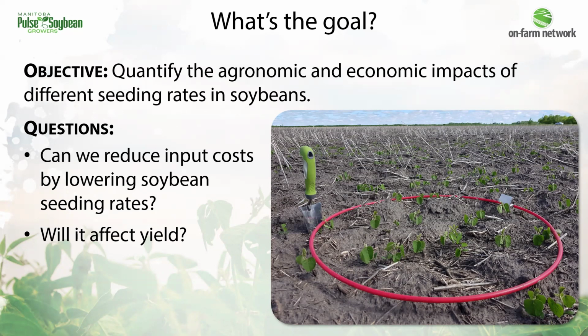Soybean seed is quite expensive, so there was the desire to know if we could reduce that input cost by lowering seeding rates. Would lowering seeding rates impact yield? Were we leaving any yield behind with our current seeding rates? And would increasing the seeding rate impact yield at all?